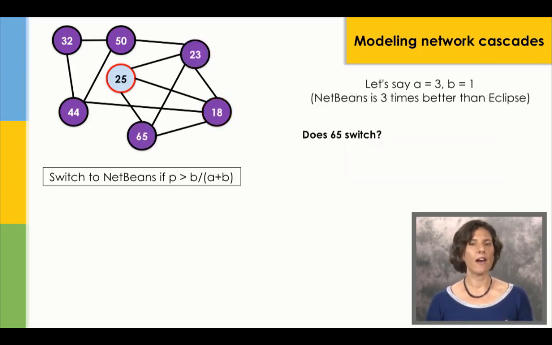Let's consider now a slightly different version of the problem. Before, we had 2 nodes that were seeded using NetBeans. And in the very first example we looked at, we just had 1 node, 25, that started using NetBeans. And we saw that nobody switched. But that was when the relative weights of NetBeans and Eclipse were the same. They were both equal to 1.